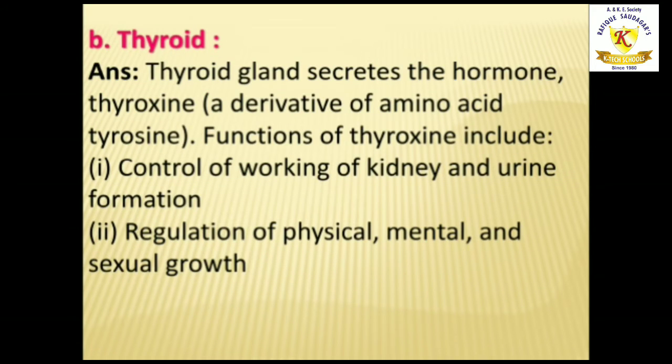Second gland is thyroid. Answer: thyroid gland secretes a hormone thyroxine, a derivative of amino acid tyrosine. Functions of thyroxine include control of working of kidney and urine formation, regulation of physical, mental and sexual growth.